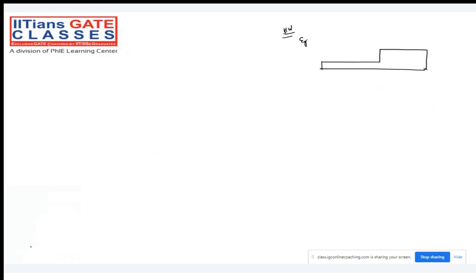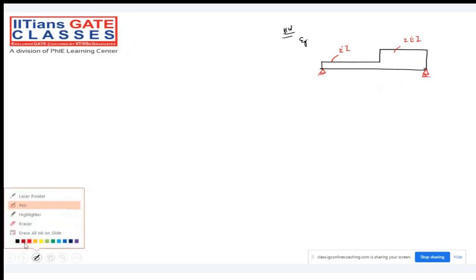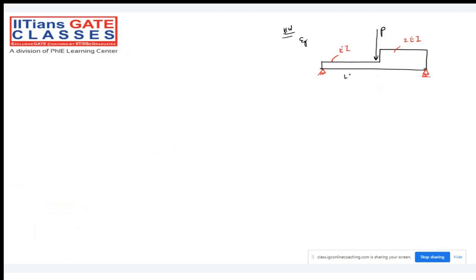Let me show that. This is EI, this is 2EI, and we have solved one problem also, the cantilever. But let me just convert this into a simply supported beam, with a symmetric point load. I'm not changing the load, I'm putting the load exactly at the middle, L by 2, L by 2. So it seems like the case of something like this, and we can solve the problem very comfortably by the moment area method.